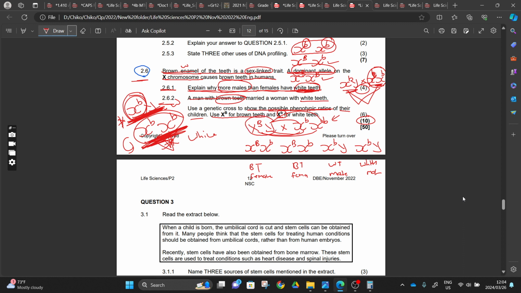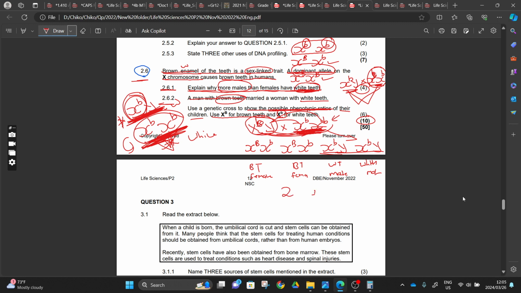So you see, your father would have brown teeth. So you, as a man, have to go and find a female who has white teeth for your sons to have white teeth. If you have brown teeth, you have to go for a female partner having white teeth, so that your male offspring will have white teeth. Right? So they say show a possible phenotypic ratio.